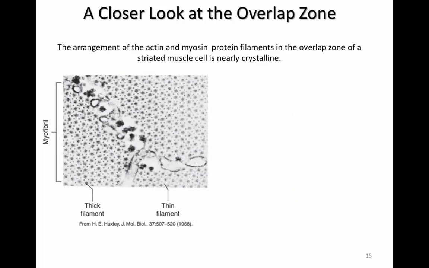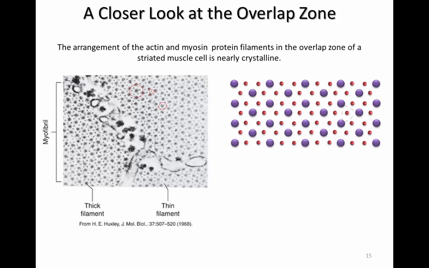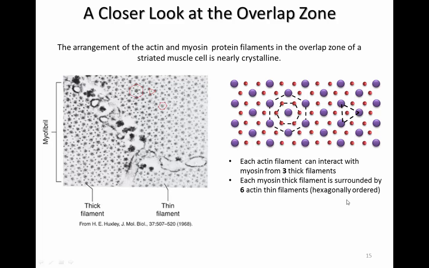So let's look at that overlap zone. And what you find is that there's some geometry going on here. The structure is almost like a crystal. To make it a little easier, I've drawn a diagram. And what you find are, for each actin filament, there are 3 myosins that can interact with it. For each myosin filament, there are 6 actin filaments surrounding it, and that means that each myosin can project a cross bridge out to any one of these 6 actin thin filaments.